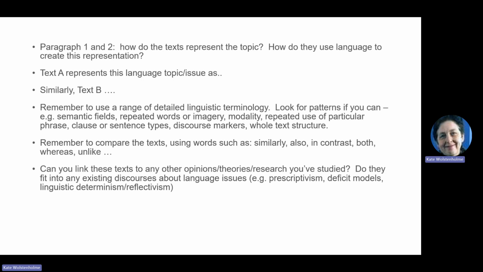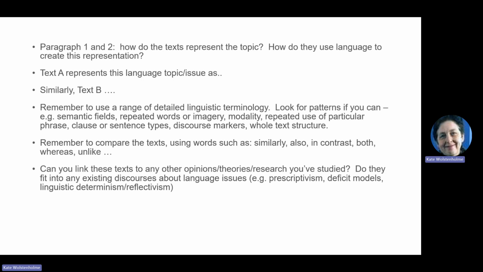And then wherever you can, try and make links to any kind of existing discourse. So not in detail, you don't want to be explaining linguistic research, you just want to be dropping the name of the position or the name of maybe one theorist in there. So you might, for instance, say something like, this is a typical crumbling castle metaphor as identified by Jean Aitchison.